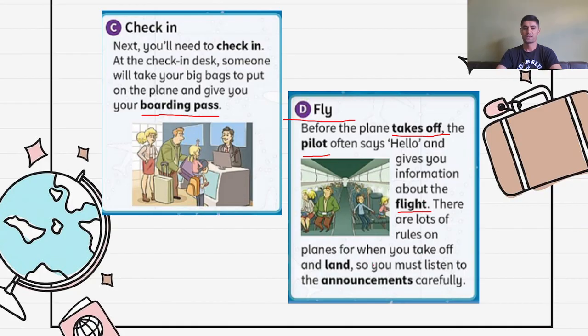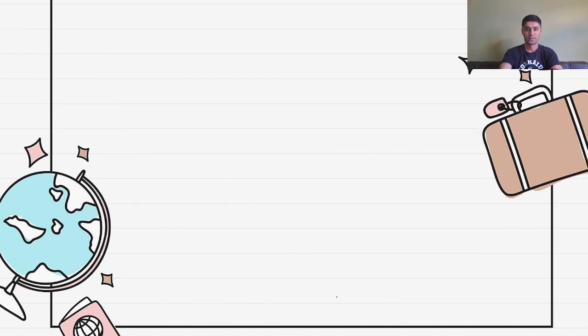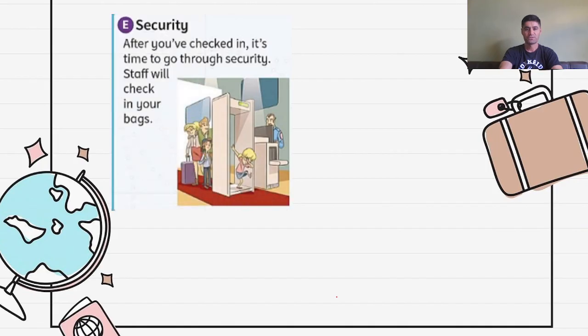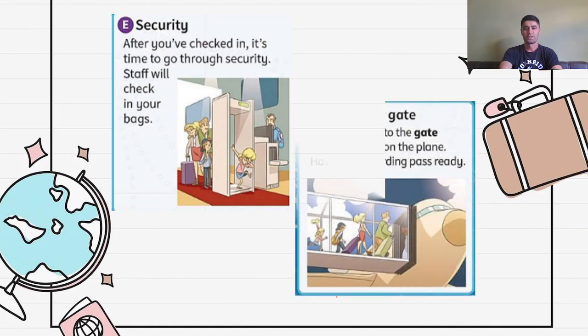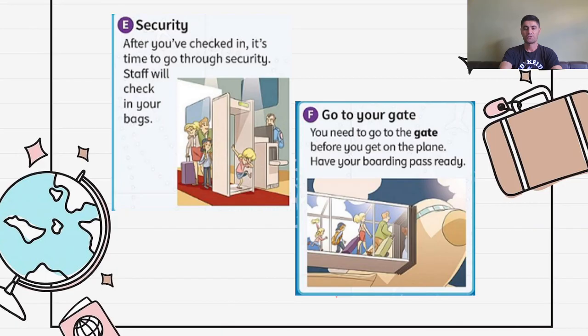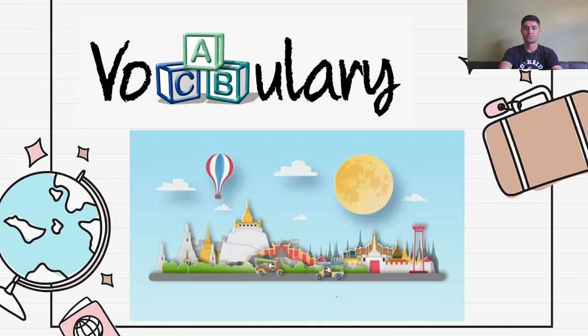There are lots of rules on planes for when you take off and land. Land means to land on the ground. So you must listen to the announcements carefully. Announcements are the reports given by the pilot, or sometimes it is given by the people who work on board. Next, security. After you've checked in, it's time to go through security. Staff will check your bags. Go to your gate, and then you have to find your gate, of course.